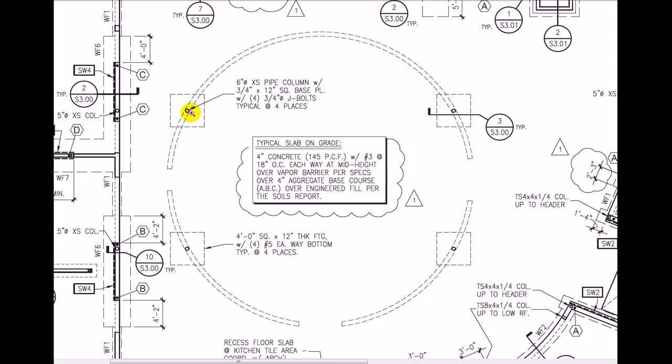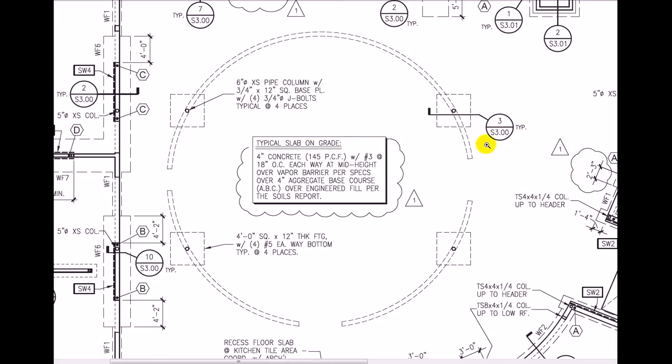Again, there's no dimensions shown here, which is actually curious. We typically would show the dimensions on a structural plan, but this architect and engineer decided to show all the dimensions elsewhere. So the contractor is going to have to do a lot of work to figure out where these go. It's a 6-inch diameter, extra strong pipe column with a 3/4 inch square base plate, 4 J-bolts typical of 4 places. So we have 4 steel columns going up here, holding up probably the roof.